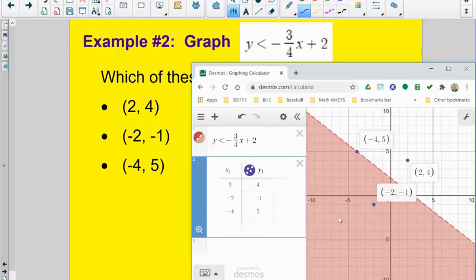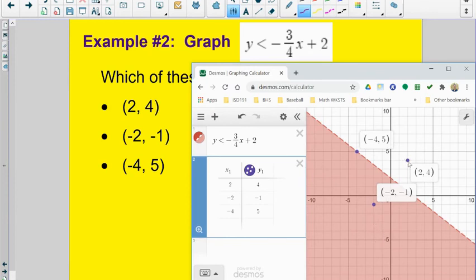All right, so here we have our inequality for y is less than -3/4 x plus 2. I also added the table of values using the ordered pairs 2, 4, -2, -1, and -4, 5. I clicked on those 3 purple dots so that I could see the labels for each one. And now I can identify which of these ordered pairs are solutions.